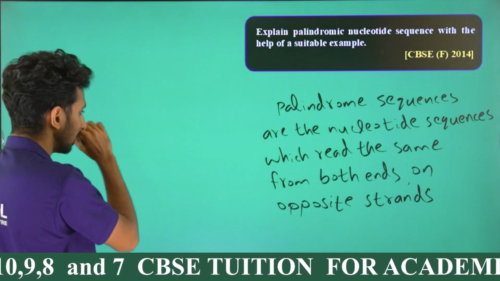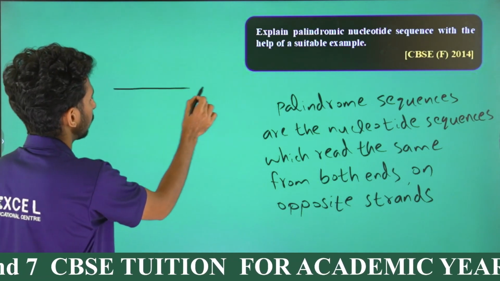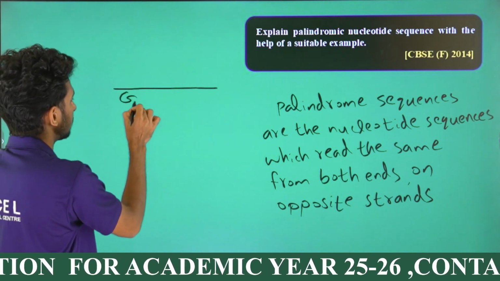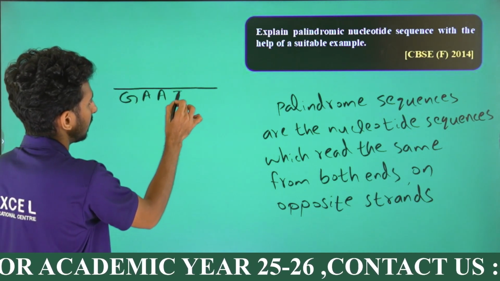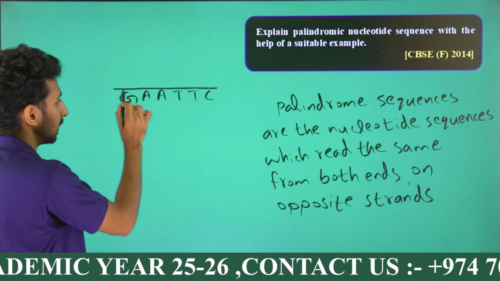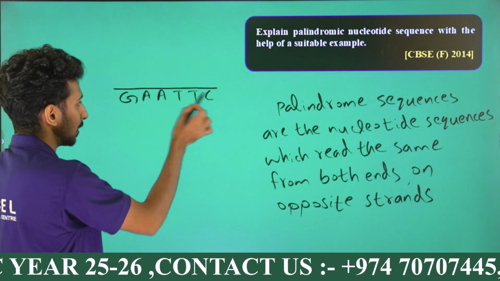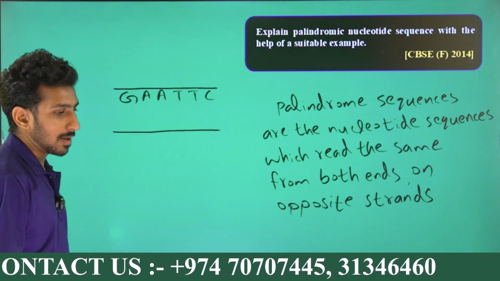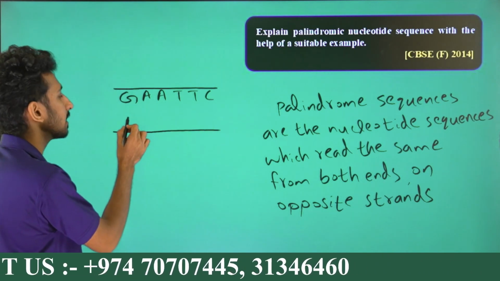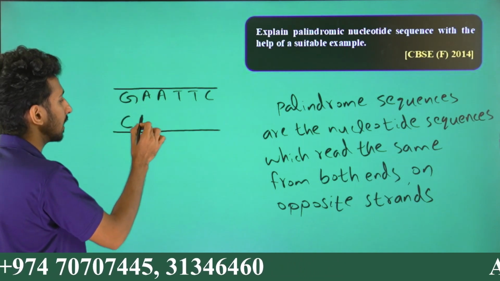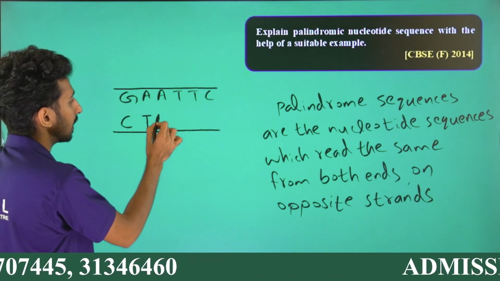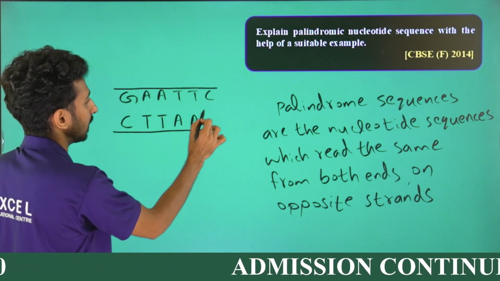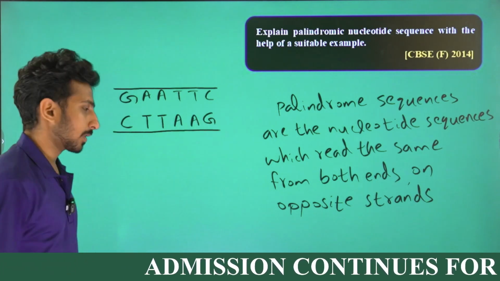For example, listen, this is a nucleotide chain. The nitrogen bases are GAATTC: guanine, adenine, adenine, thymine, thymine, cytosine. And on the opposite strand, you know that the complementary nitrogen base of guanine is cytosine, complementary of adenine is thymine, on the opposite of thymine it is adenine, here also guanine. Got it?